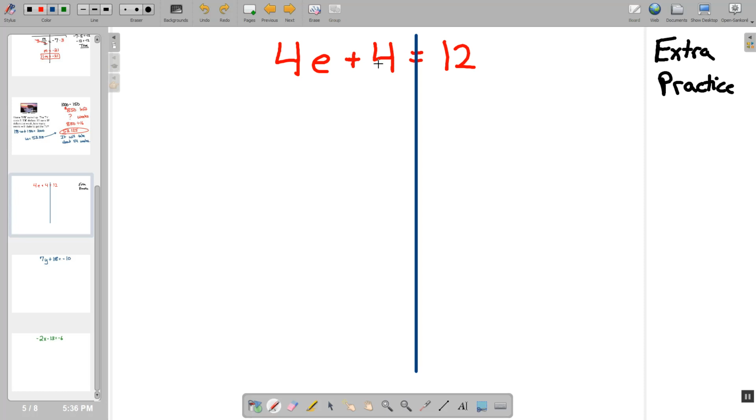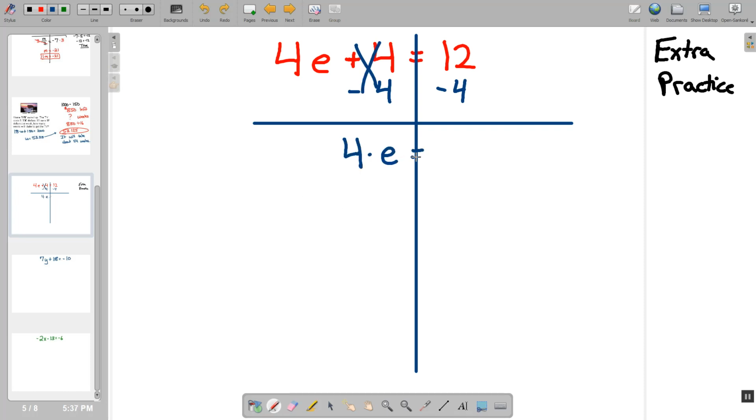And this is adding 4. The opposite of adding 4 is subtracting 4 from both sides. This is equal to 0. So I'm going to get 4 times e is equal to 8, because 12 minus 4 is equal to 8.